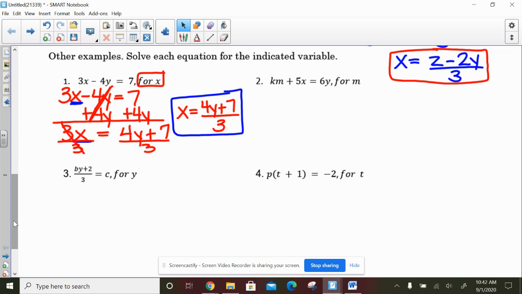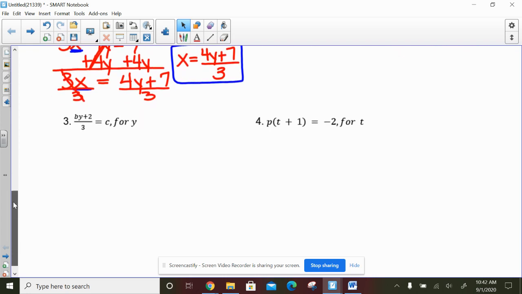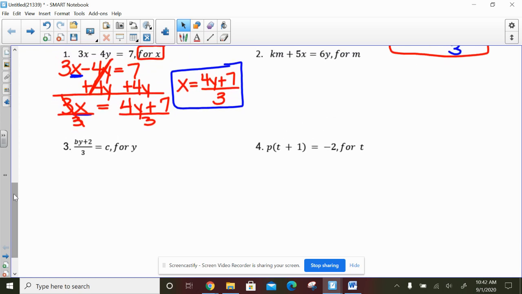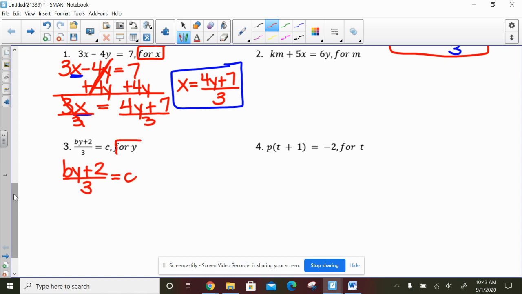Okay? All right. I'm going to skip down to number 3. Okay, so I have by plus 2 over 3 equals c. I'm solving for y. Okay, I want this y by itself.